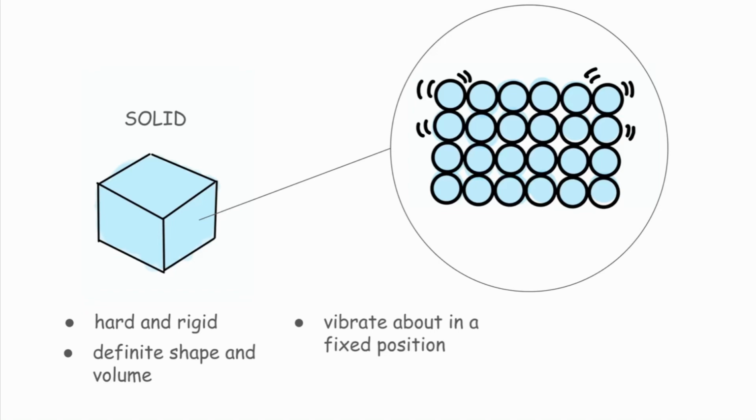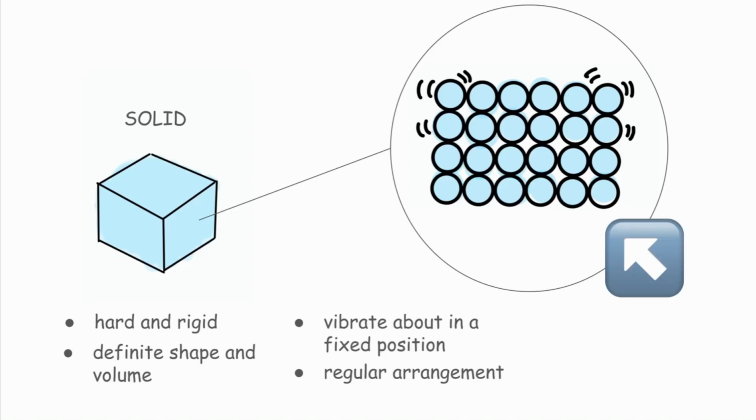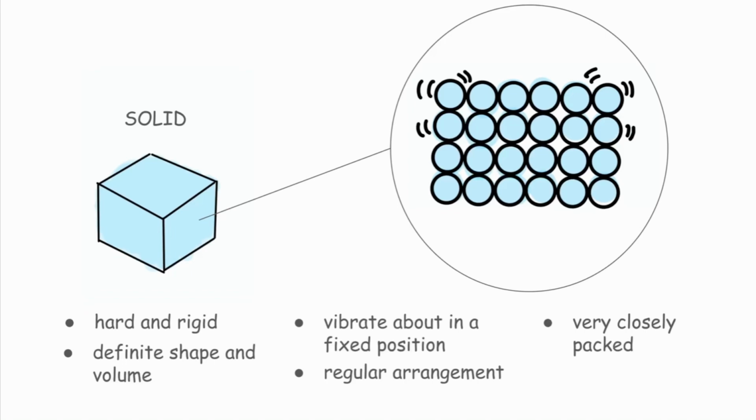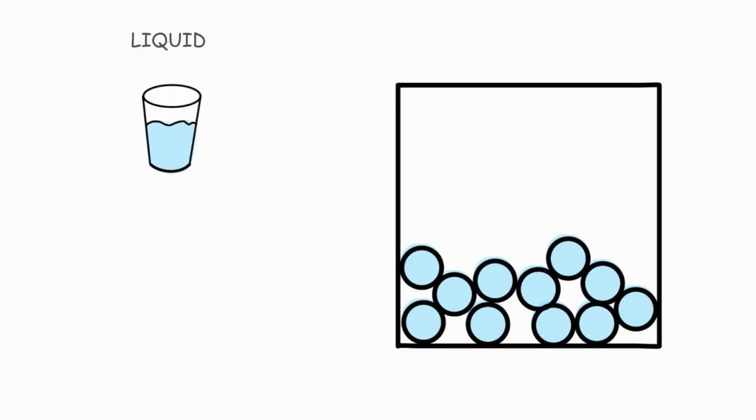The particles in a solid are also arranged in a regular arrangement. This means in neat and tidy rows that look like this. In these regular arrangements, the particles in a solid are very closely packed together, touching with very little space between them. Liquids are much less rigid than solids.